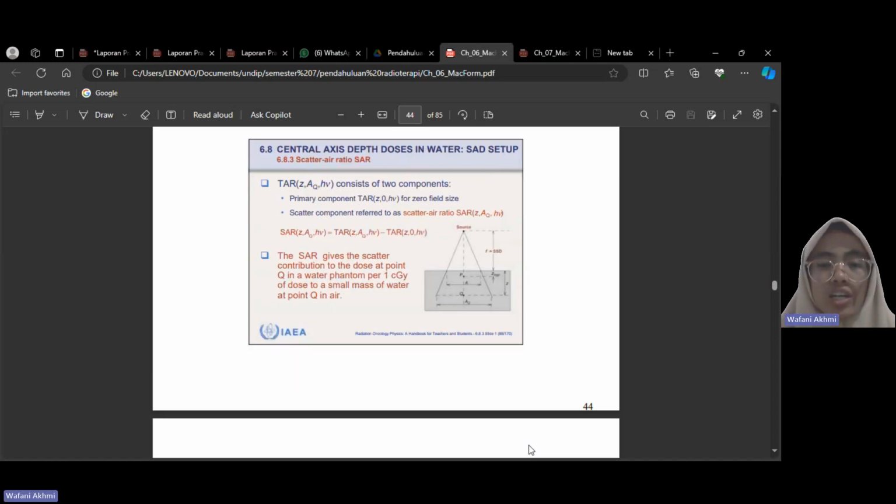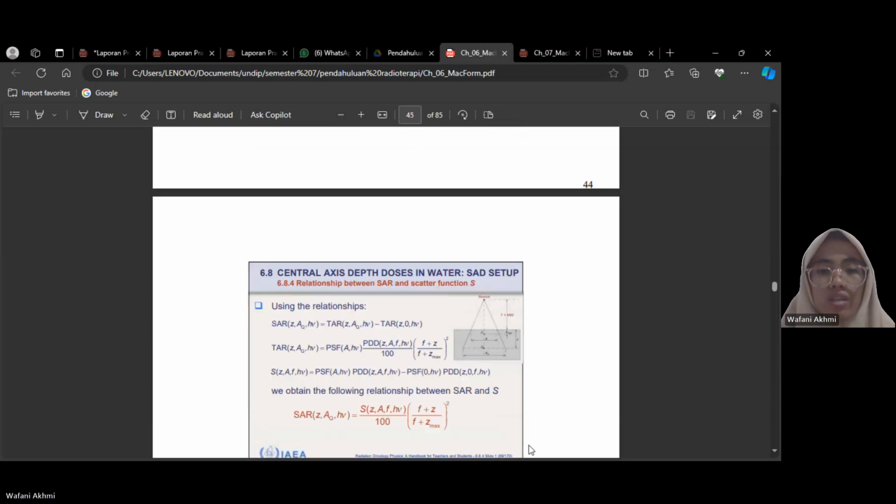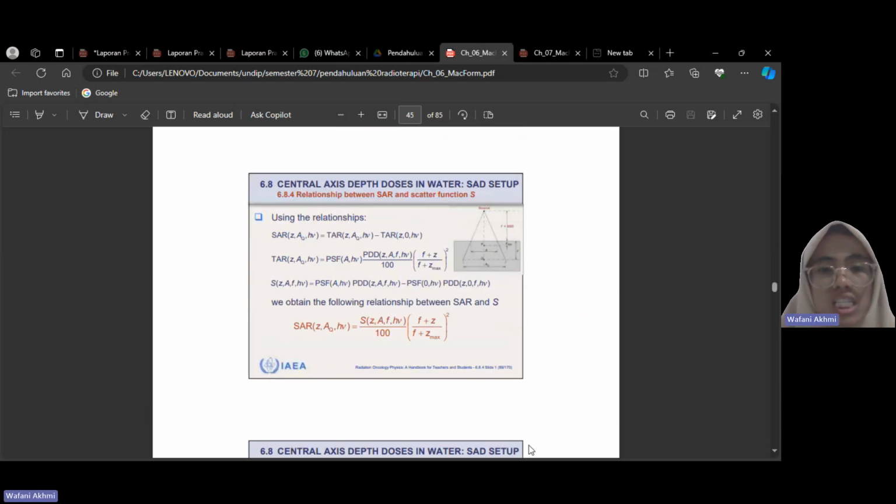Scatter air ratio, or SAR. The SAR gives the scatter contribution to the dose at point Q in a water phantom per 1 centigray of dose to small mass of water at point Q in air. There is a relationship between SAR and scatter function S.